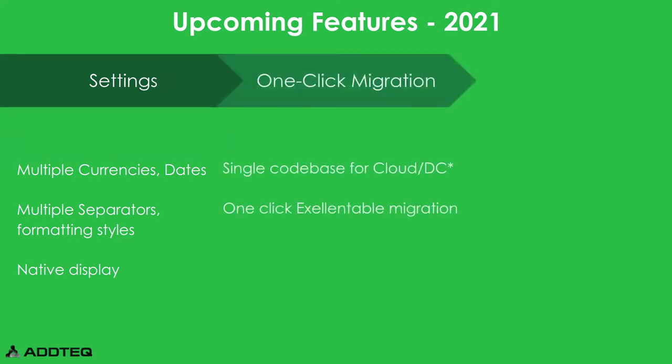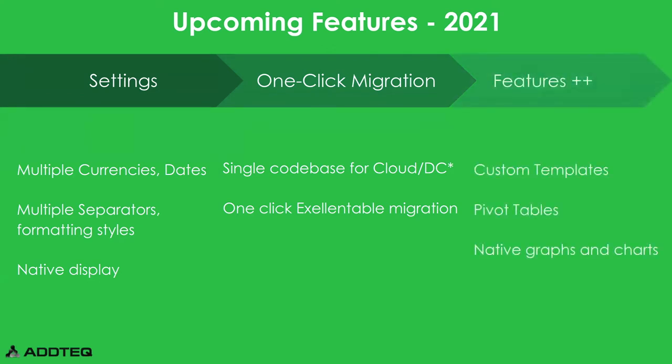The second is one-click migration. If you are trying to migrate from server or data center to cloud, or from cloud to data center, we are trying to provide one-click migration for these projects as well. The first part of this was to create a single code base for cloud and DC, and that is already done. So going forward, any feature will be released simultaneously for cloud and data center. We are also working on custom templates, pivots, and native graphs and charts. All these features should be available by the end of this year.